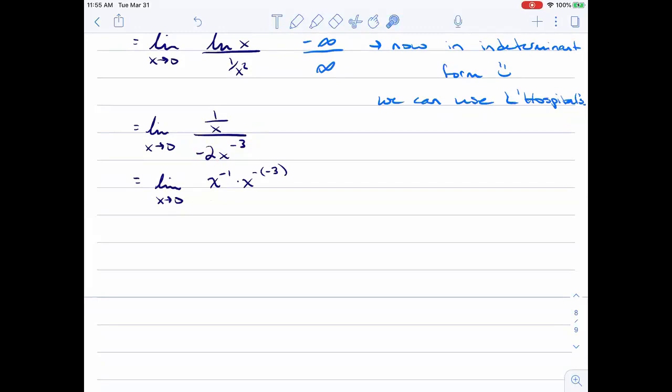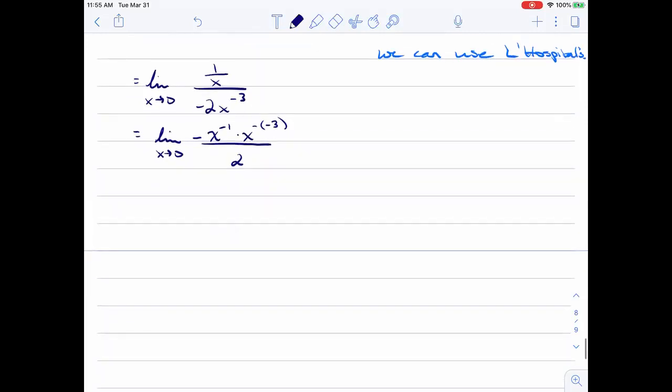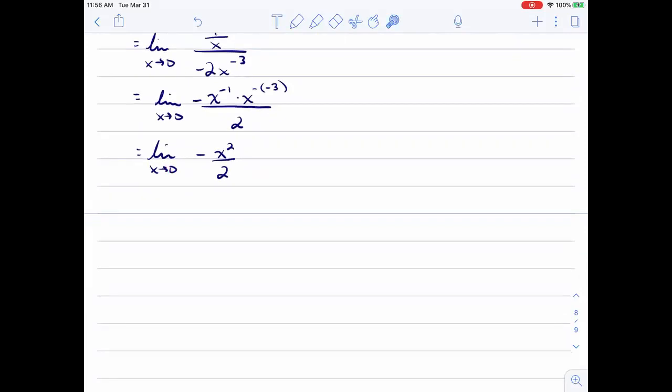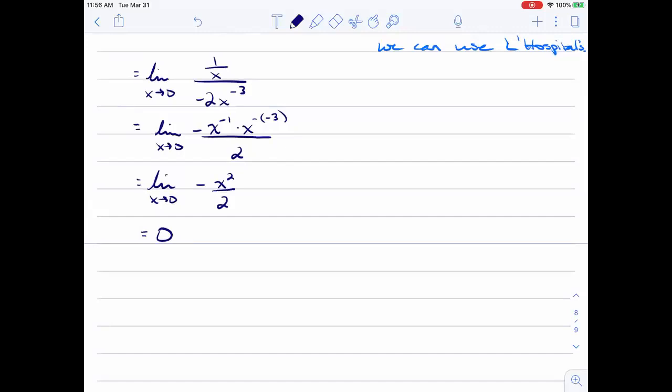I'm dealing with this negative 2. I'm going to bring the 2 up top because it doesn't matter. And then it's all over 2. So what I get here is x to the negative 1 times x to the positive 3. Negative 1 plus 3 puts me at 2. So I get the limit as x goes to 0 of negative x squared over 2. As x goes to 0, I get negative 0 over 2, which is just 0, which is the limit. So the limit of this thing is 0.